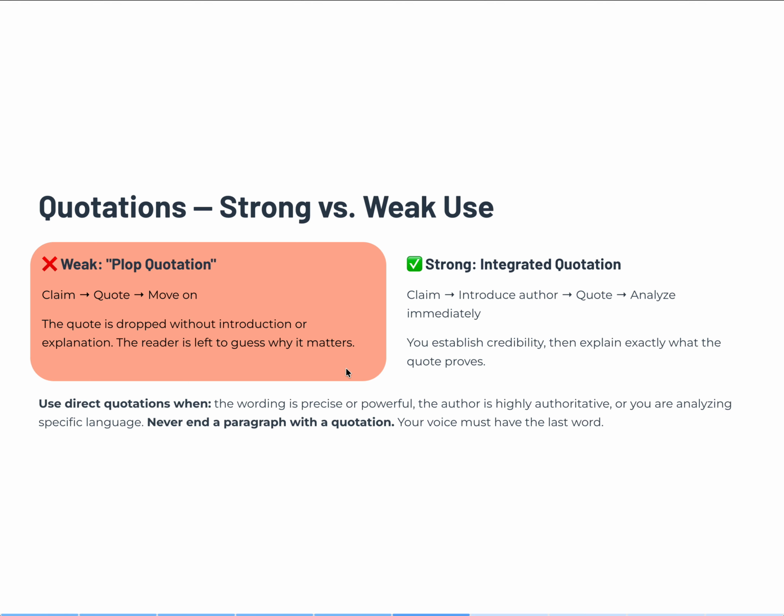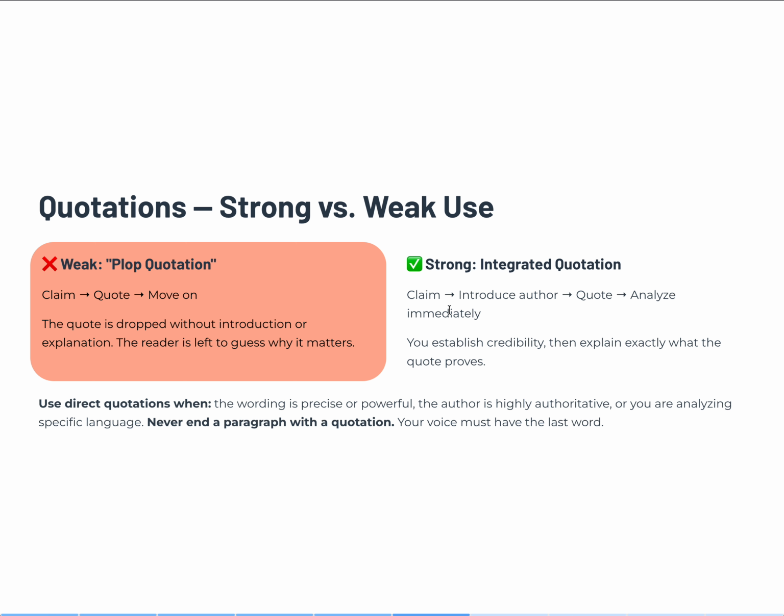Let's talk about quotations. You should quote when the wording is powerful and precise or authoritative. Maybe the author phrases something in a way that you can't improve it, or maybe you are analyzing their exact language. But you want to make sure you avoid plop quotations or hanging quotations. That is when you just drop a quote in a paragraph without introducing or explaining it. We want to make sure that we integrate the quote.